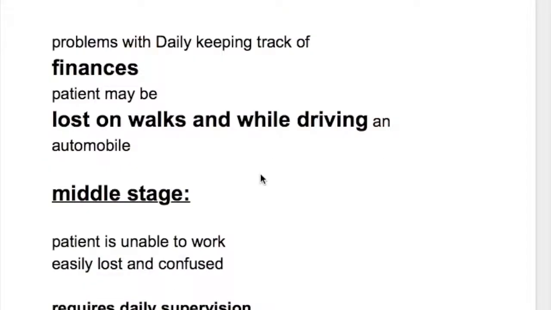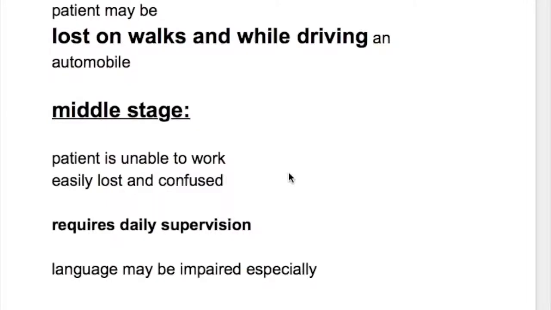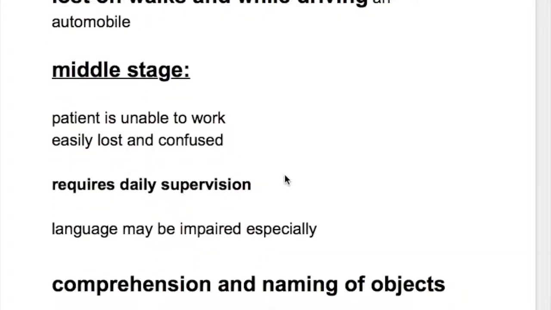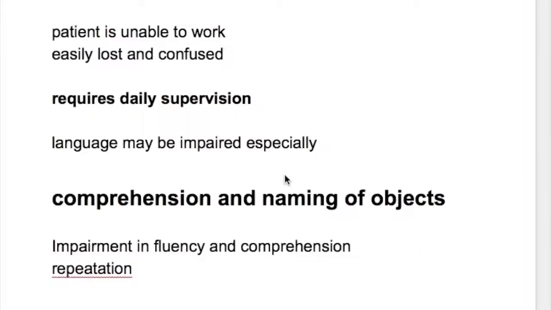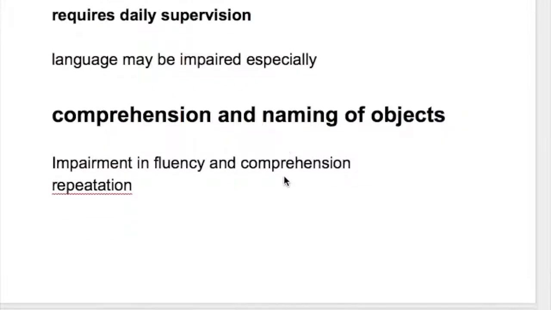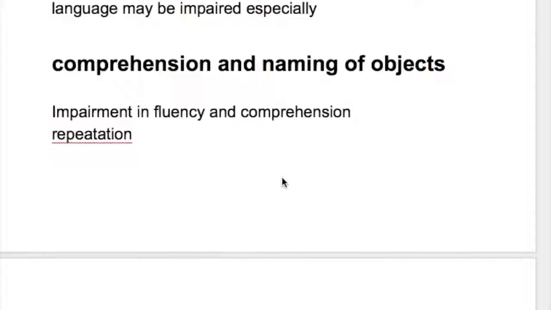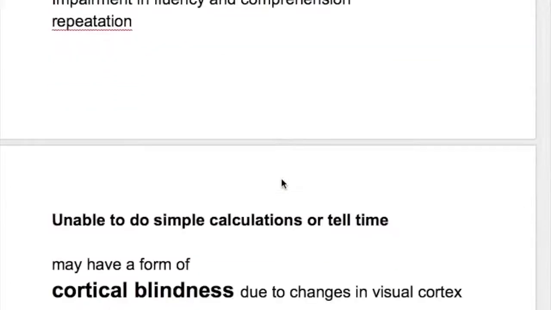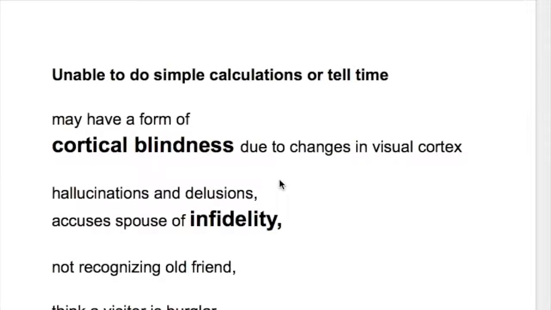In early stage of Alzheimer's, you have problems with daily keeping track of finances. Patients may be lost on walks and while driving an automobile. In the middle stage, patient is unable to work easily, lost and confused, requires daily supervision. Language may be impaired especially, and comprehension and naming of objects may be impaired. Also impairment in fluency and comprehension, and there's repetition. They're also unable to do simple calculations or tell time.